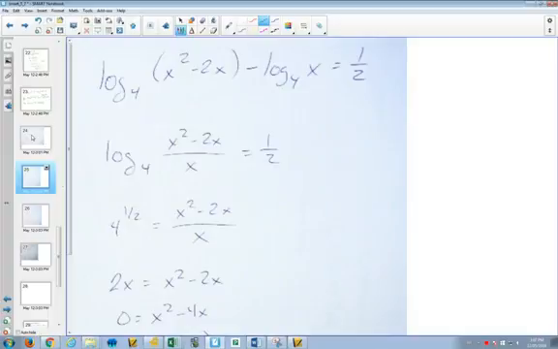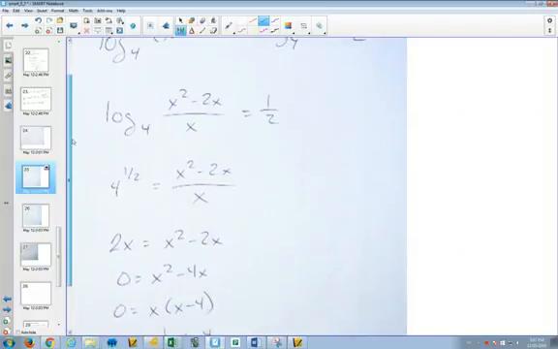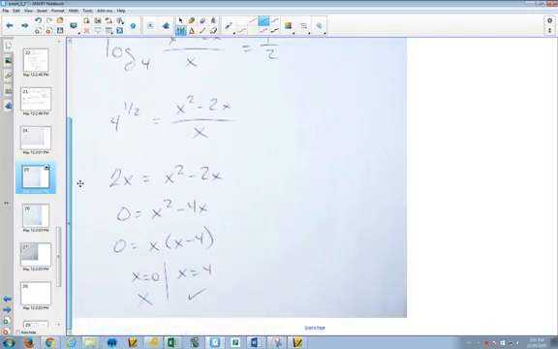And first of all, you've got to put your logs together on one side so you can combine them. You're subtracting, so that means we're going to divide. Then once you've got it as a single logarithm, change it to exponential form. Solve. 4 to the 1/2 is equal to 2 because that's the same as the square root. So I wanted that in there to remind you of that. Make it equal to 0 because it's quadratic. Factor it. x equals 4 and x equals 0.